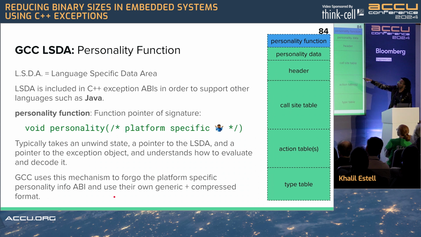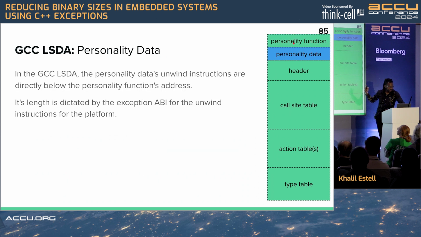For all language-specific data areas, you start off with a thing called the personality function address. After that, you have, actually, before I start getting into it, let's move on to the next one. The next thing here, so we have the personality function address on the top. The next item is the personality data, the SU16 where all the instructions are, that's placed here. No different than what I've described before.